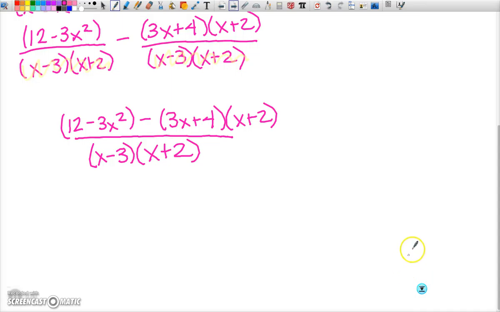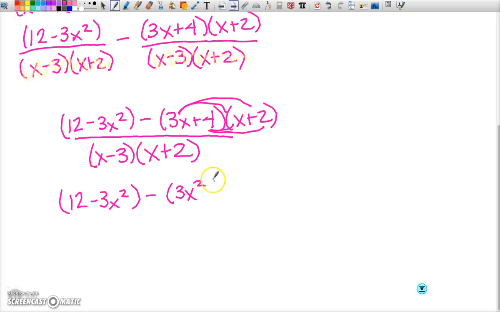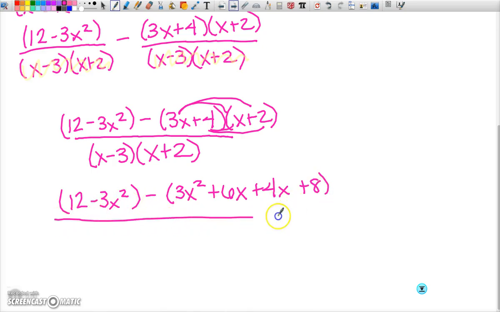And so now we just need to keep simplifying as much as we possibly can. So we need to FOIL this. So first, outer, inner, last. So we get 12 minus 3x squared minus, this becomes 3x squared, plus 6x plus 4x, and then plus 8, all over this crazy business, x minus 3 times x plus 2.